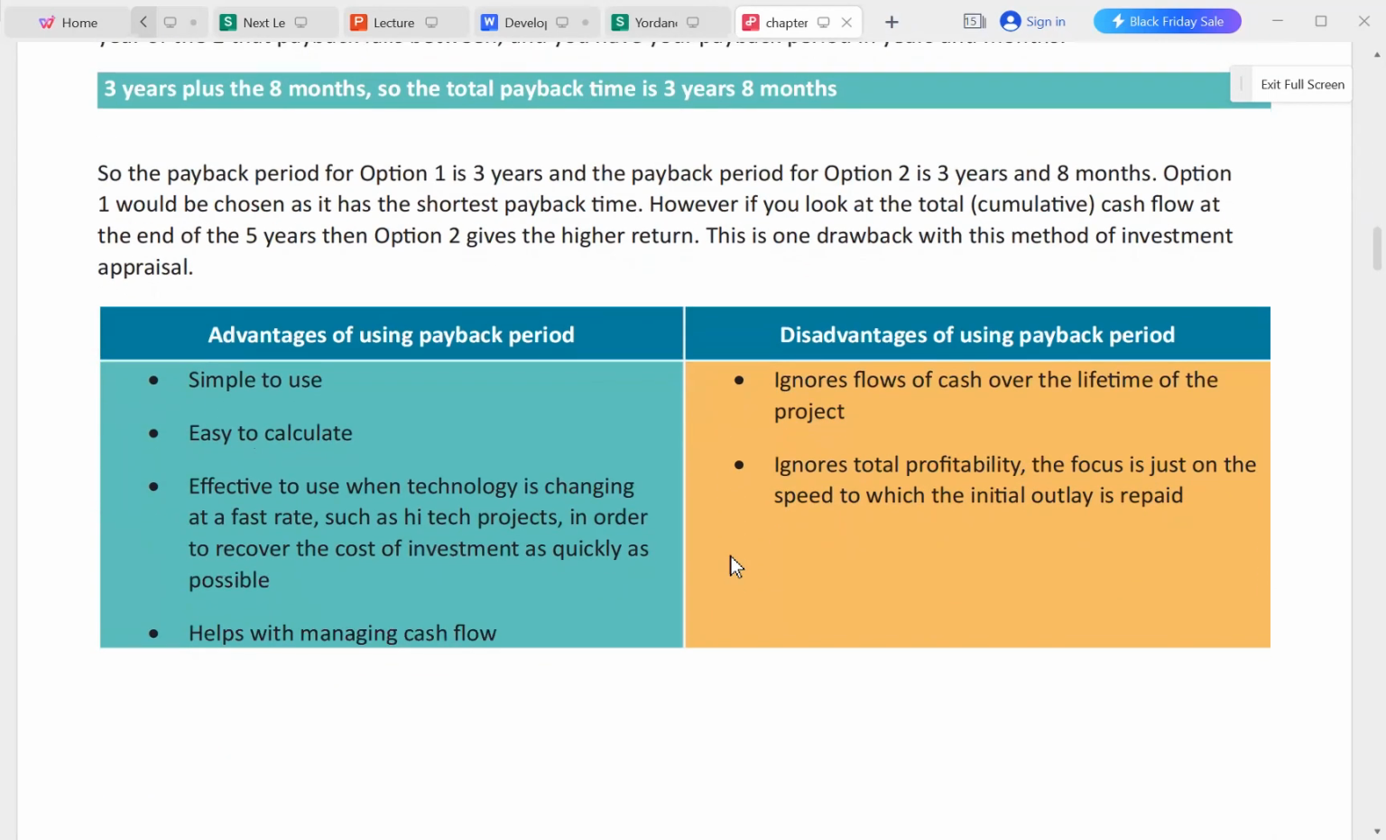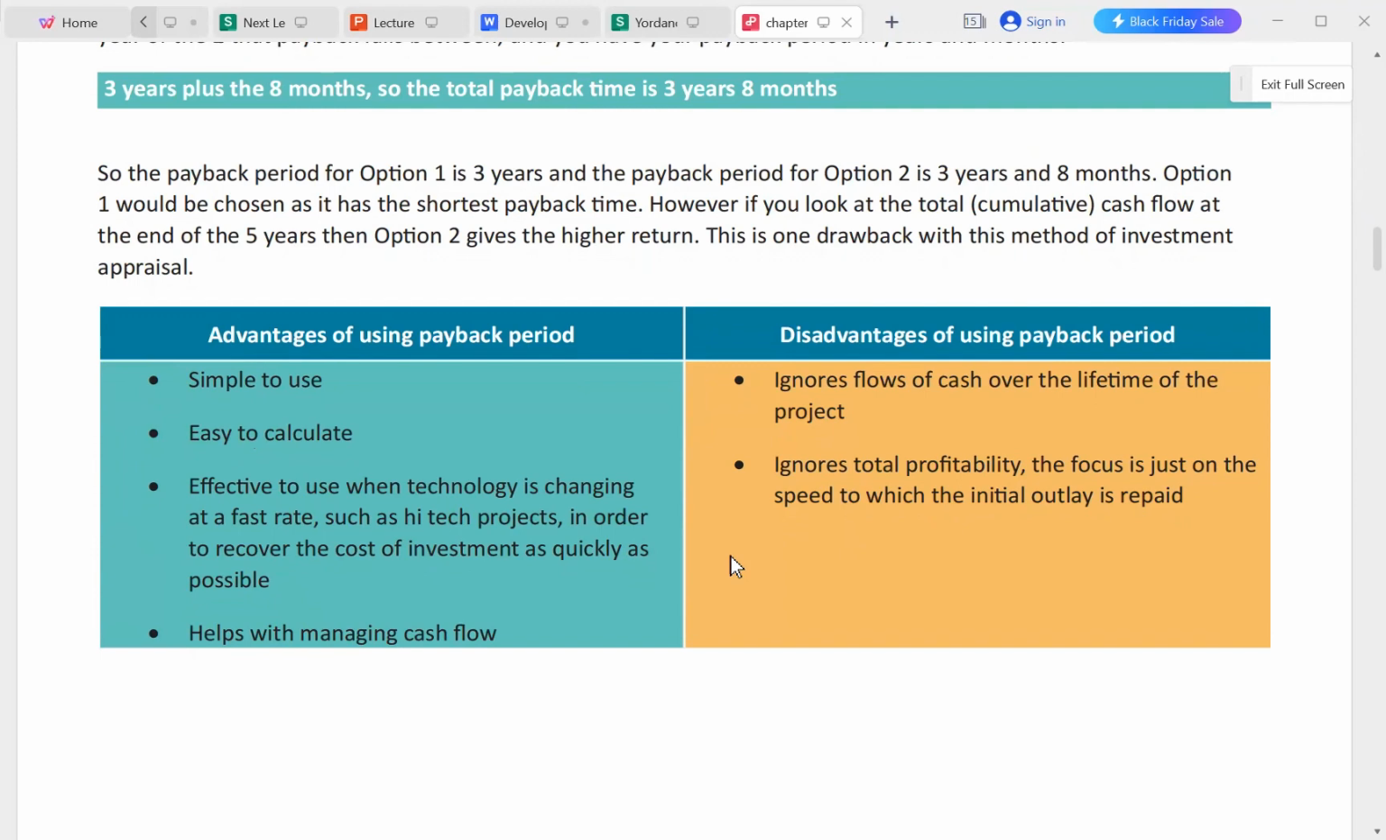So let's see the advantage and disadvantage of using the payback period. The advantages are, first, it is simple to use. Second, it is easy to calculate; of course, anyone can do this because it's a simple calculation. Then it is effective to use when technology is changing at a fast rate, such as in high-tech projects, in order to recover the cost of investment as quickly as possible and help us manage cash flow.